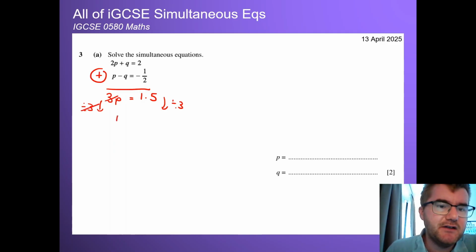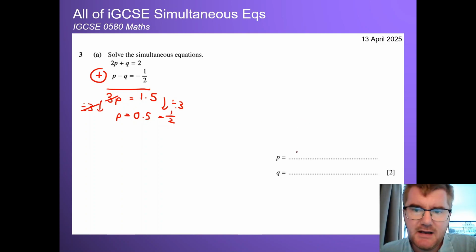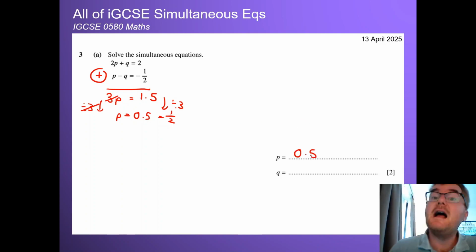This cancels, giving us p. 1.5 divided by 3 is equal to 0.5. You could also write this as a half as well. If you prefer working with fractions, that's absolutely fine. So we've got p here as 0.5. However, don't forget, we also need to work out the q.